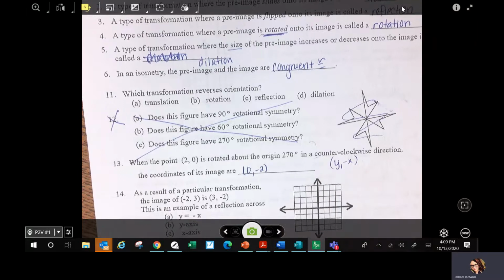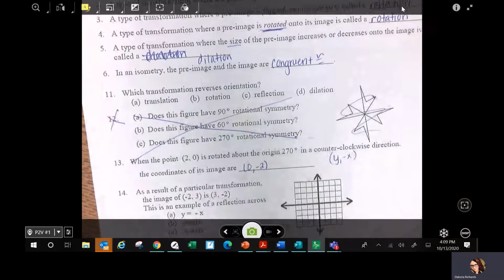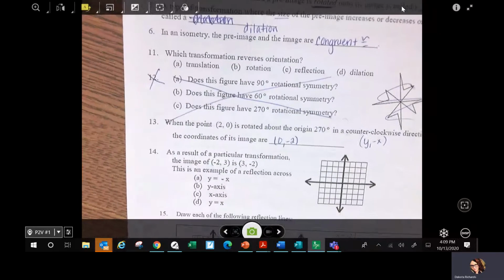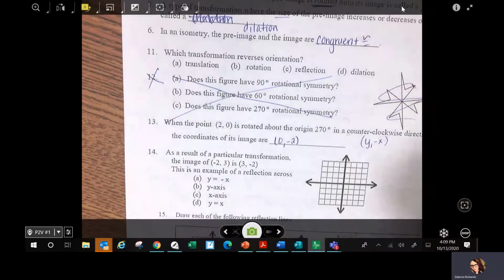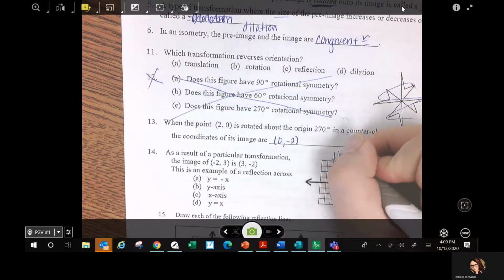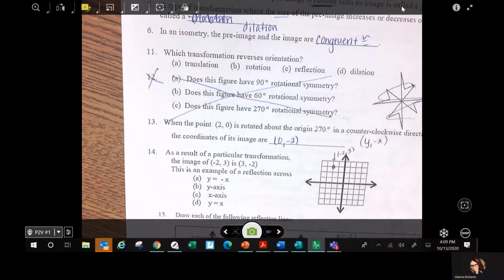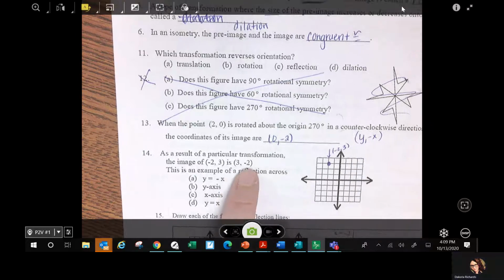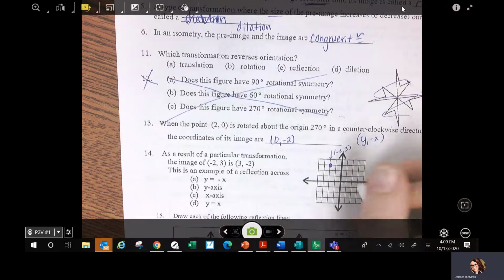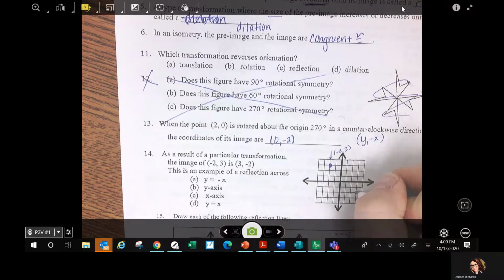All right, number 14. As a result of a particular transformation, the image of (-2, 3) is now (3, -2). So where are those points? So (-2, 3) would be here. And then your new image, so this is your pre-image, and then the image was at (3, -2). So (3, -2).